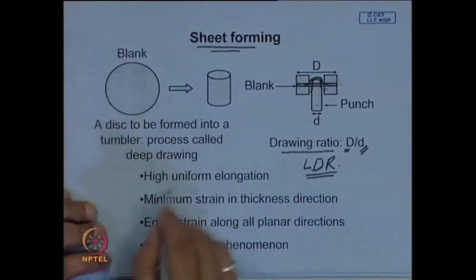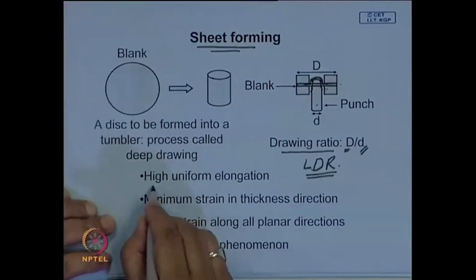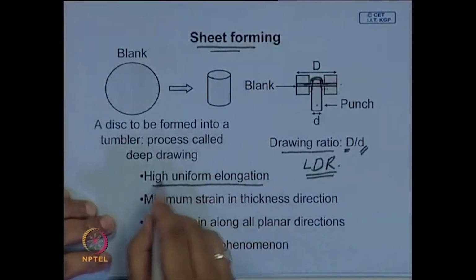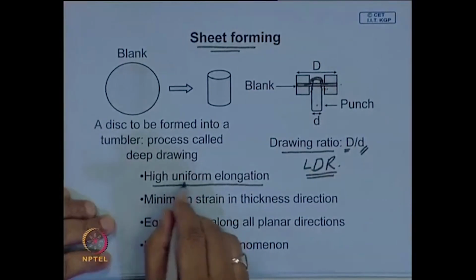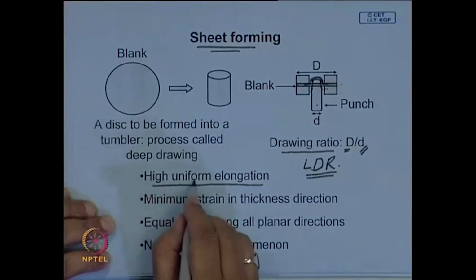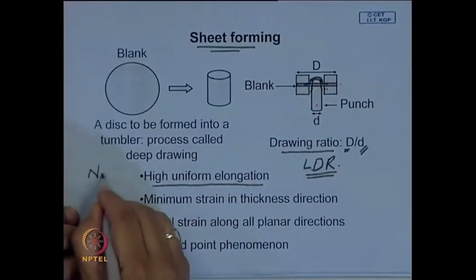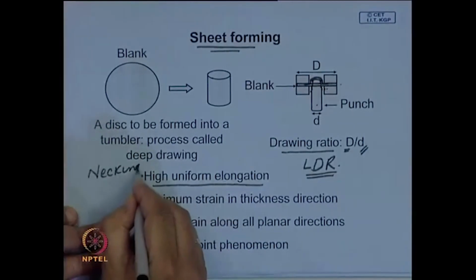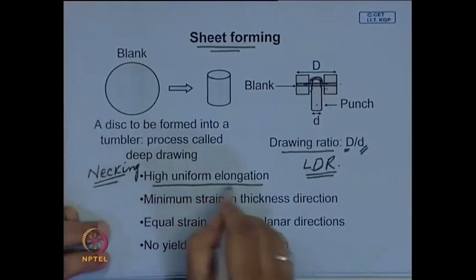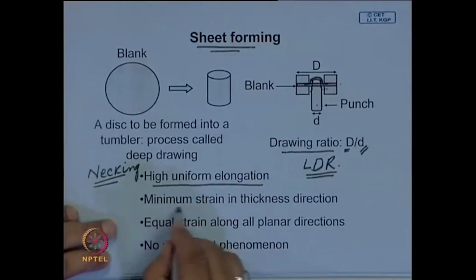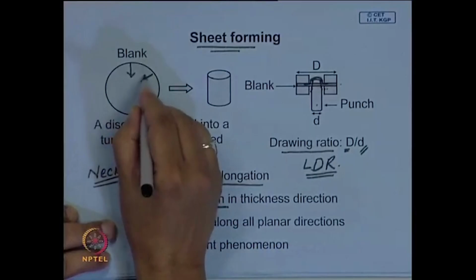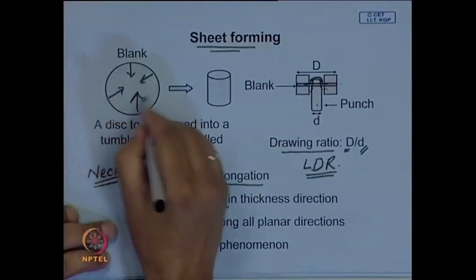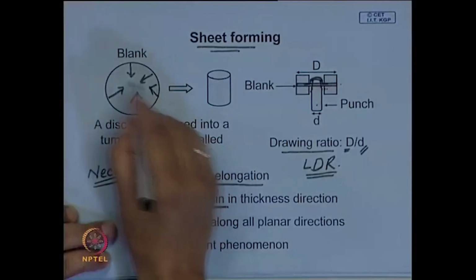Now, in that case, what do you need? You need high uniform elongation. There should not be any local deformation. We know in the stress strain diagram, after a certain critical strain, local deformation takes place, there is necking. So, necking is to be avoided. The material must have high uniform elongation. There should be minimum strain in the thickness direction. Material should flow in this direction only. The deformation should be planar deformation.